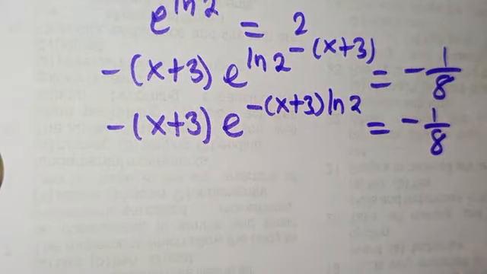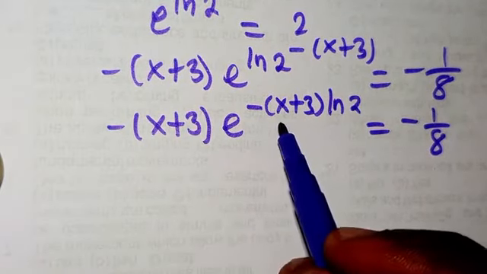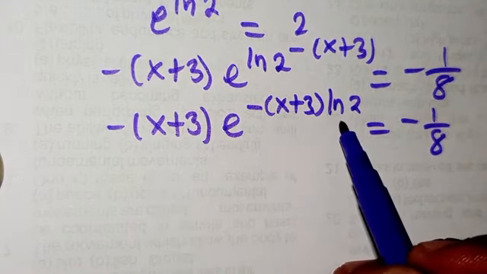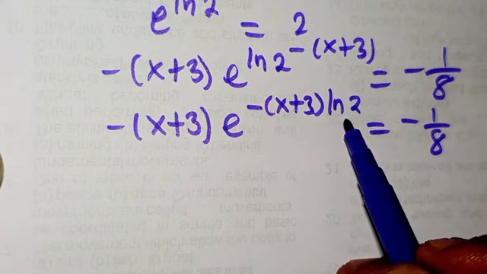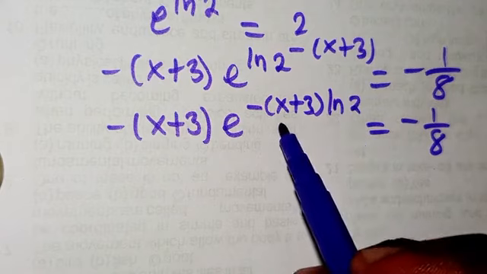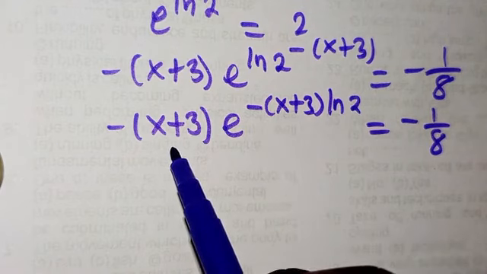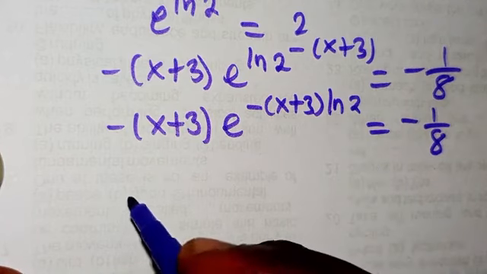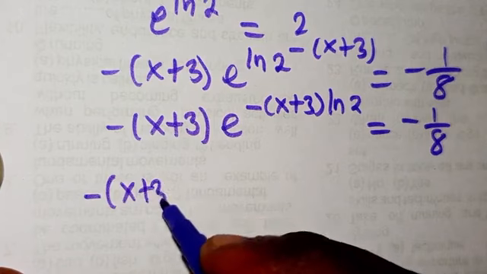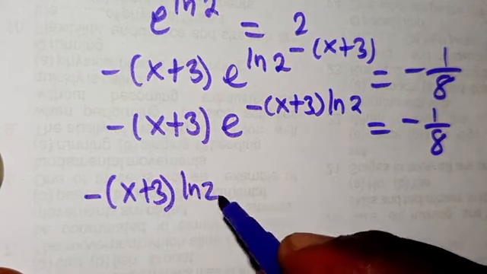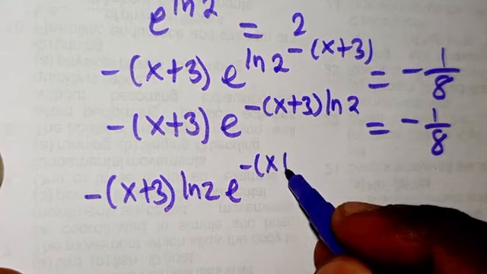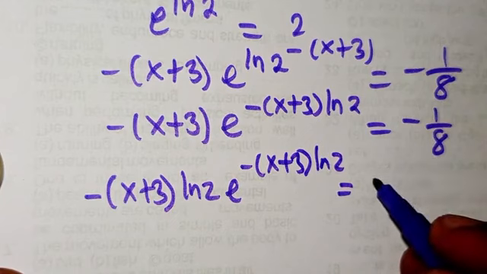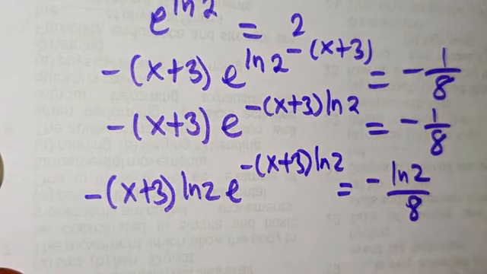Are you following? Now the next thing is, look at this place. We have another issue. We are getting there, but we have the appearance of ln of 2 here, and whatever we have here must be the same thing that will be here, which is the coefficient of e. So therefore we are going to multiply ln of 2 to both sides of the equation. So by having x plus 3 ln of 2 we are multiplying, this gives minus x plus 3 ln of 2 times e to the minus x plus 3 ln of 2 equals, I will multiply ln of 2 by this, minus ln of 2 over 8.